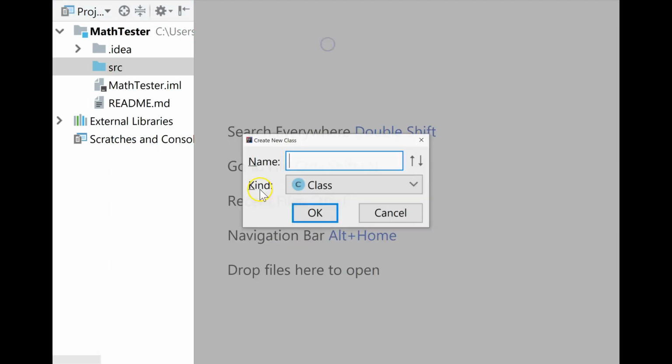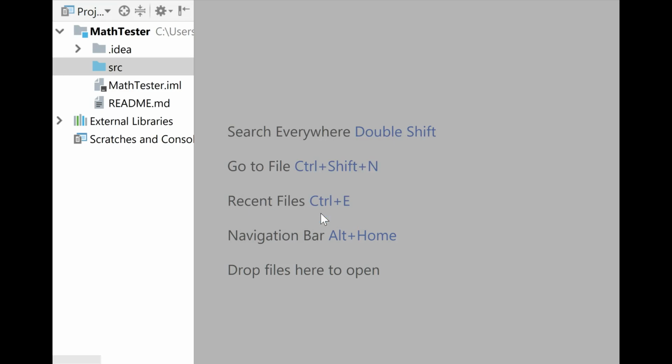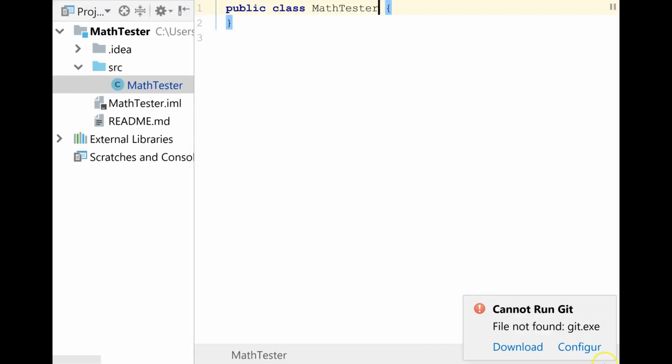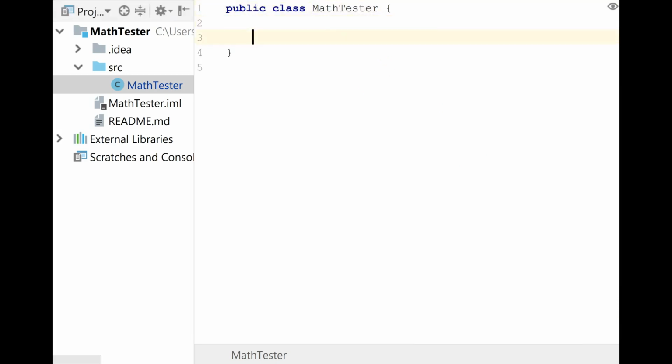New Java Class. Okay, now this one I'm going to just call Math Tester instead of just main, because the main method that we use to see all of our code can be anywhere. We just have to say to the program where it is. So let's go ahead and write that here.